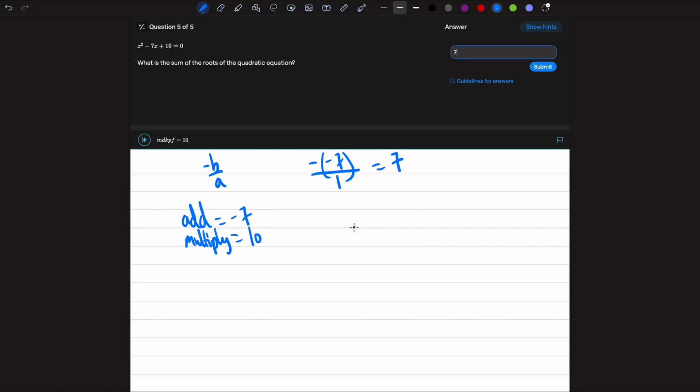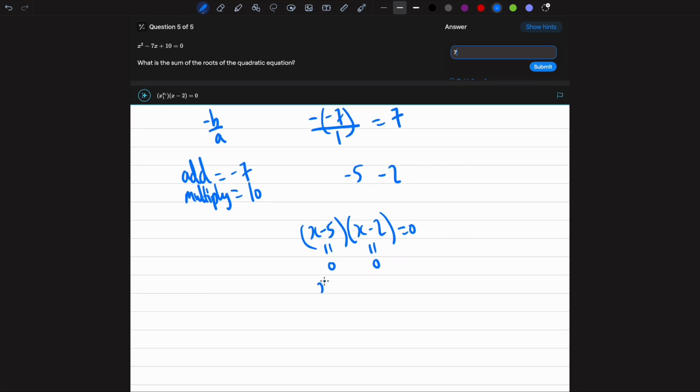How do we do that? Well, if you think of negative 5 and negative 2, you have minus 5 minus 2 is equal to minus 7, and we have minus 5 times minus 2 is equal to plus 10. So that's good. So now we have x minus 5 and x minus 2 is equal to 0. Well, it's either x minus 5 is equal to 0 or x minus 2 is equal to 0. So let's take it one step at a time.